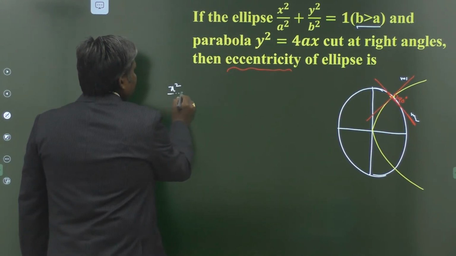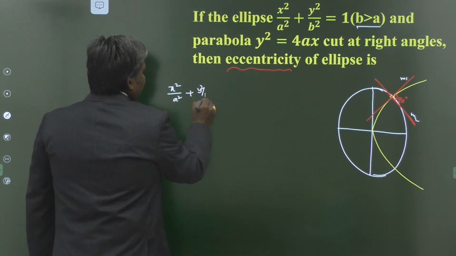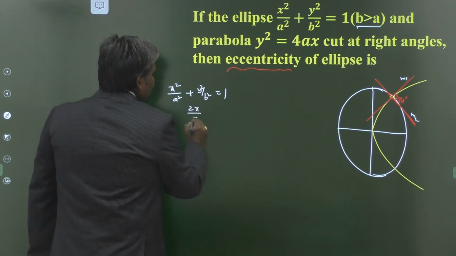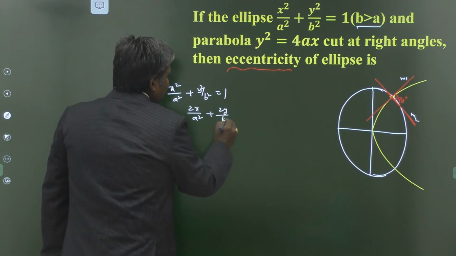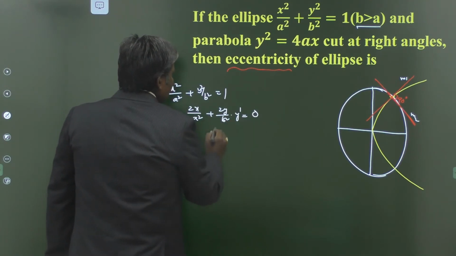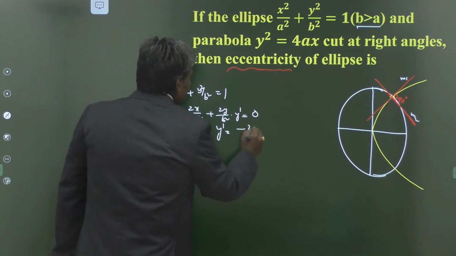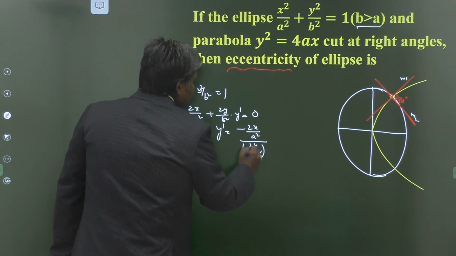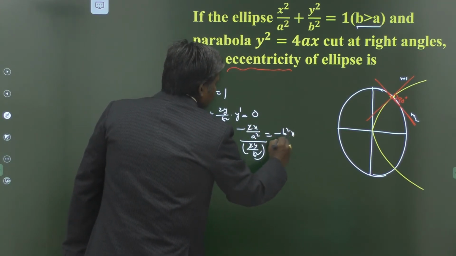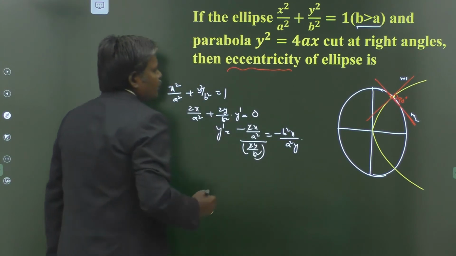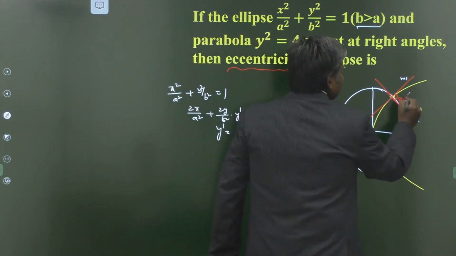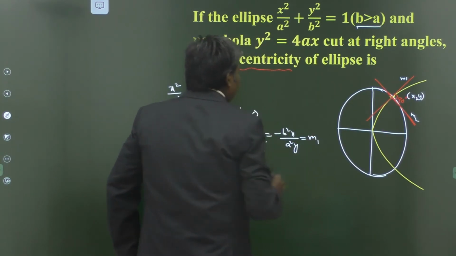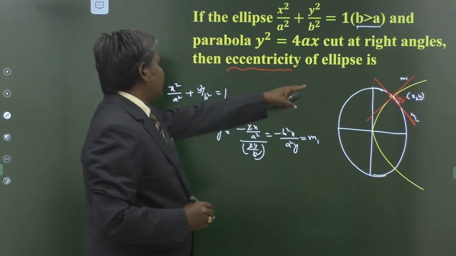What is your first equation? x square by a square plus y square by b square is equal to 1. Differentiate with respect to x on both sides. What we get? 2x by a square plus 2y by b square into y dash is equal to 0. So what is your y dash? y dash equal to minus 2x by a square divided by 2y by b square. 2 gets cancelled. Minus b square x by a square y. Suppose this is any point of intersection x comma y, say. This is the slope of the tangent to the ellipse at the point.